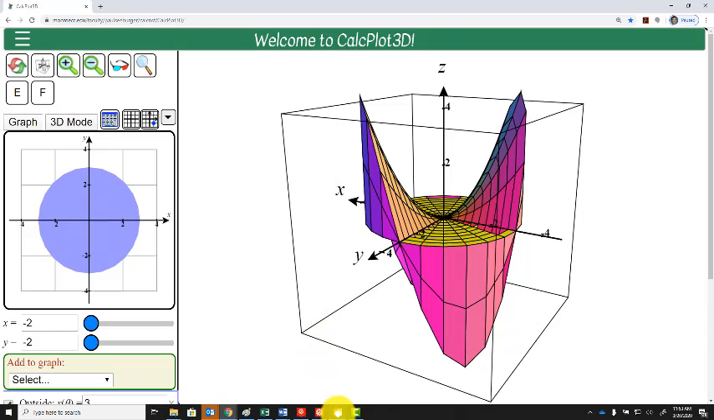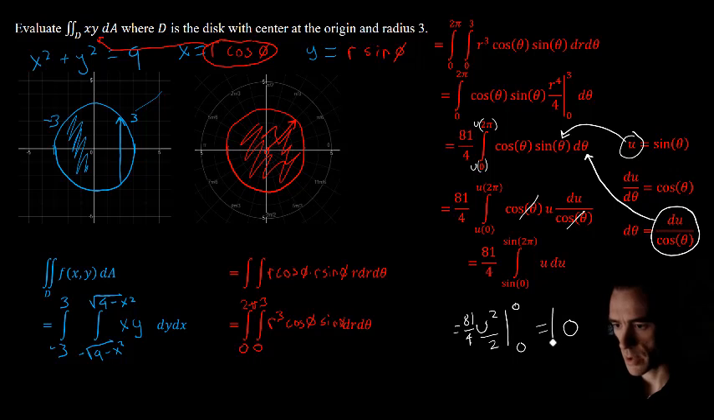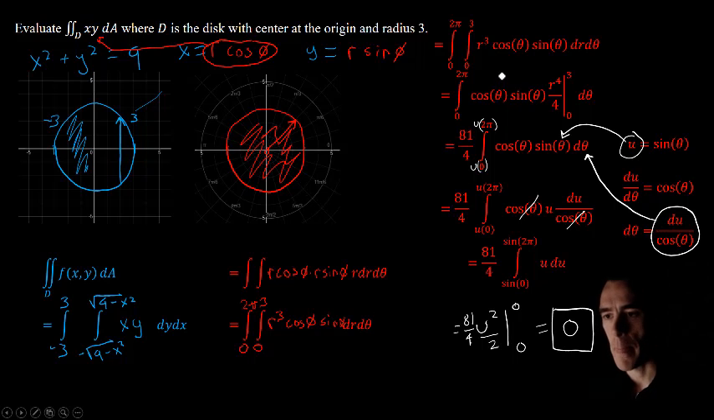So let's go back to a slide here and box in our answer. In summary, we looked at how to find this integral by changing it to polar coordinates. We evaluated it, and it wasn't too bad. We had to use some u-substitution, and we ended up with 0. We checked it in CalcPlot3D, and everything lined up.